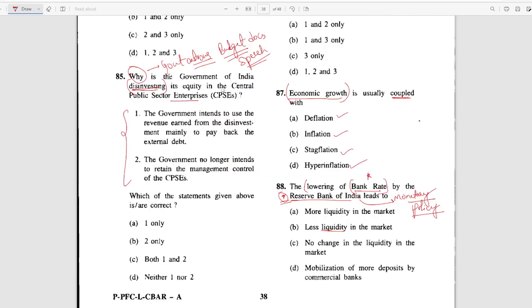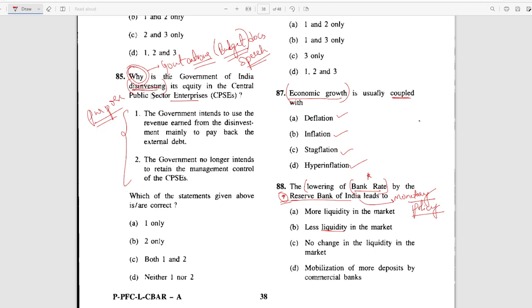85th question: why is the government of India disinvesting its equity in the central public sector enterprises, CPSEs? So if something is given in the budget and the government is saying that we are doing something, your job is to find out the purpose of it, why it is doing it, because they are all asking why the government is taking this step. If you read the purpose, you would be able to answer such questions. Whenever the government is doing any new things, you have to understand what the purpose is and how they are doing it.